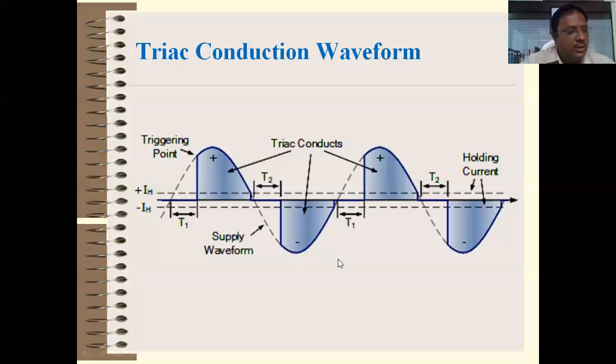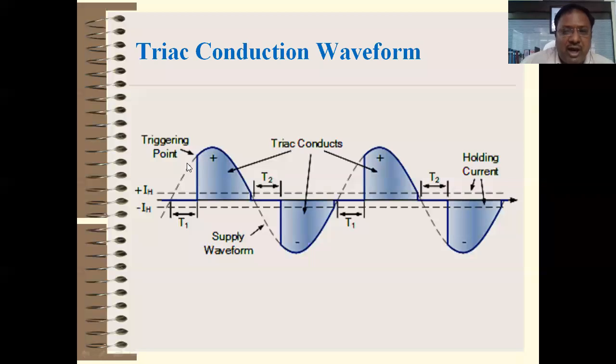I'll just show you the output waveforms that are in front of you, right? So see the time T1. This is actually a triggering point. So time T1 is the time required to charge the capacitor up to the breakdown voltage of a diac, right? So this time you can adjust by adjusting the value of R1, right? But until and unless your diac turns on, your triac never turns on.